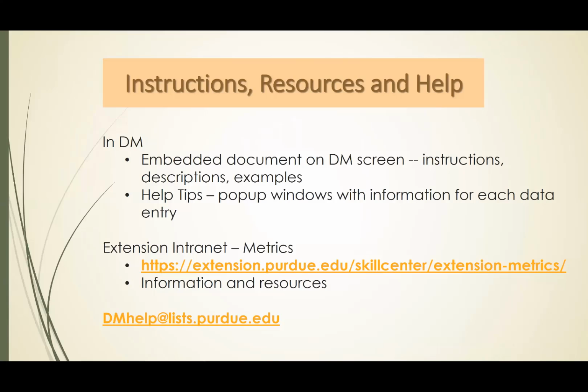So that's what you need to know to identify your direct educational contacts and report it in Digital Measures. Just to remind you, we have embedded instructions on the DM screens. There are pop-up windows that are called help tips on the screen to help you with each data entry. We have a website on metrics that's available to you to give you more information and background. And if you ever are in the middle of it and you have a question, you email dmhelp@list.purdue.edu. Thank you.